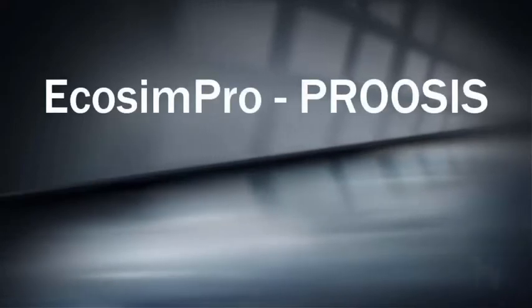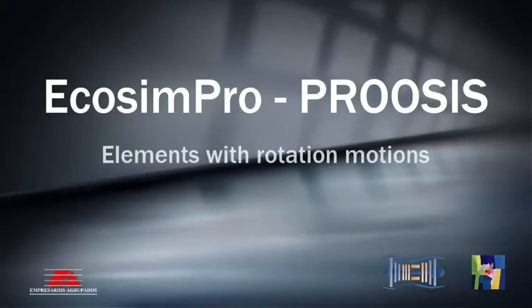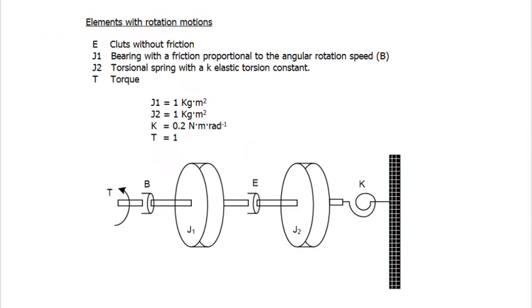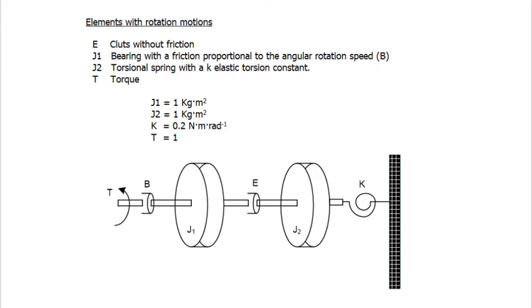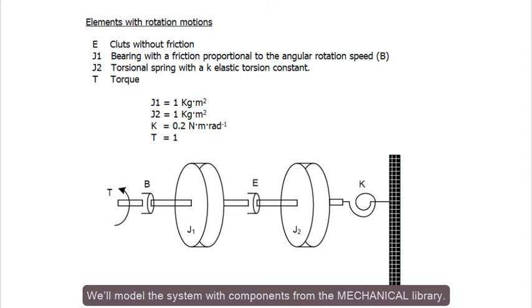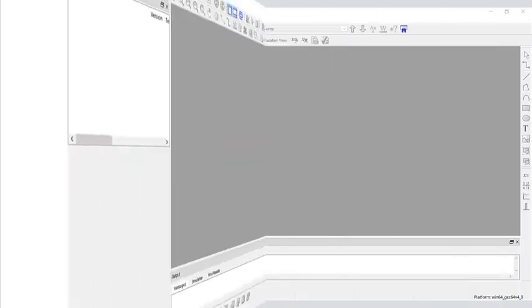EcosimPro and PROOSIS are software tools for simulating and modeling systems. In this example, we're going to model elements that rotate. We'll model the system with components from the mechanical library.